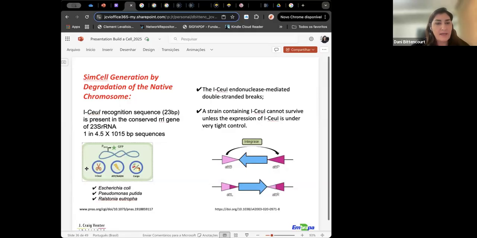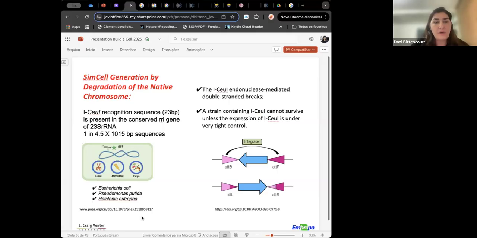This strategy was already used for E. coli, Pseudomonas putida, and Halomonas eutropha. It was published in a paper at PNAS, showing that the endonuclease is functional in degrading the complete genome from those bacteria. So this could work as well for the minimal cell.